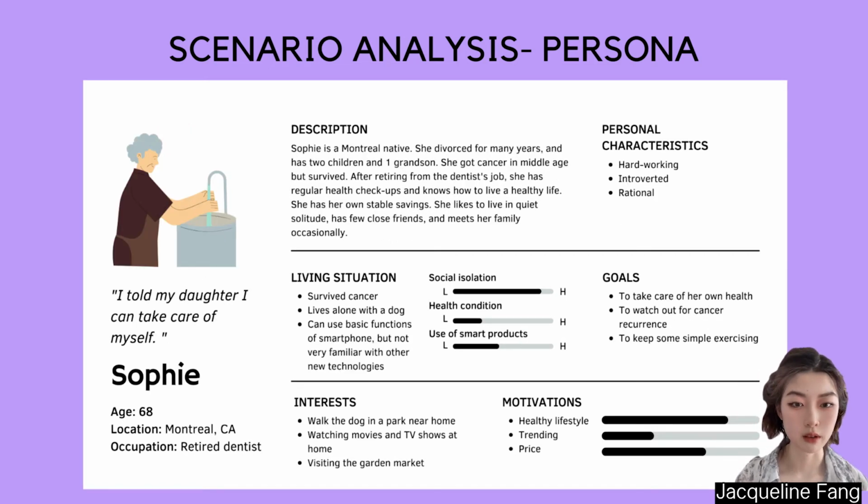In our second persona, we have a 68-year-old lady called Sophie. She survived cancer in middle age and refused to live with the children, choosing to take care of herself. She has relatively complete health knowledge and can use basic smart technology products, and has awareness of maintaining health. She regularly goes for health checkups to detect signs of cancer occurrence in advance. She has a high social isolation level, a low health condition, and a medium-low level of smart device use. She cares more about healthier lifestyles and price, and has lower awareness about the trend.